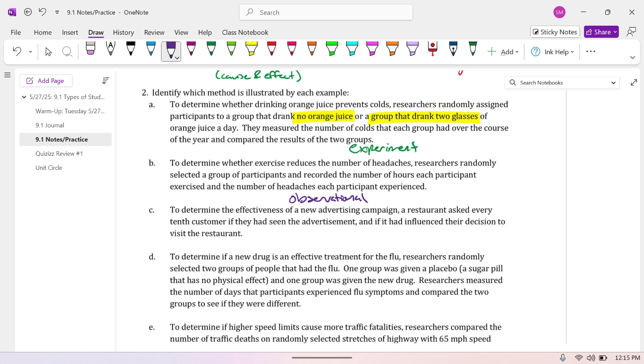All right. To determine the effectiveness of a new advertising campaign, a restaurant asked every 10th customer if they had seen the advertisement and if it had influenced their decision to visit the restaurant. What type of study? That's a survey. They're physically asking people for their opinion.